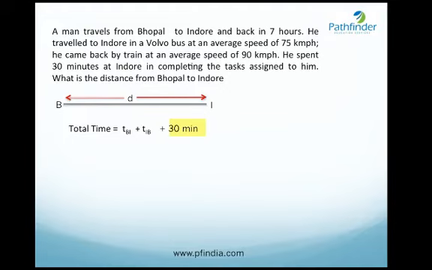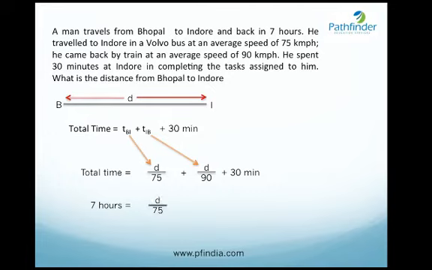Now, if you see this equation, we can replace time, that is TBI plus TIB, by distance divided by speed. Let us do that. Total time TBI is equal to D by 75 because the speed of going to Indore was 75 kilometers per hour, plus TIB, that is D by 90. So distance divided by 90 kilometers per hour, plus 30 minutes that have been spent in accomplishing the tasks.